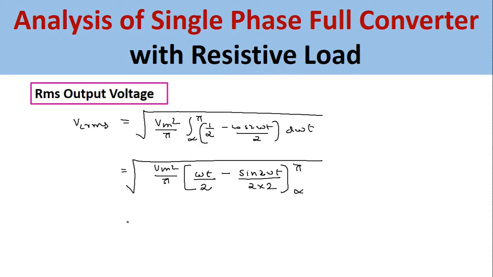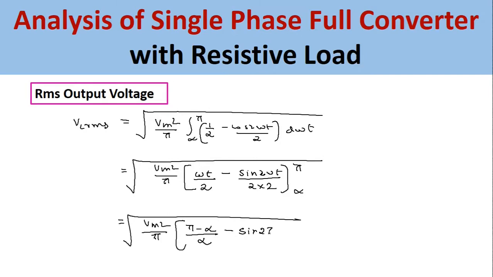Now we will apply the limits here. We will get under root Vm square upon pi. Then here we have pi minus alpha divided by 2 minus, here we will get sin 2 pi divided by 4, minus of minus is plus, sin 2 alpha divided by 4. This sin 2 pi will be equal to 0.